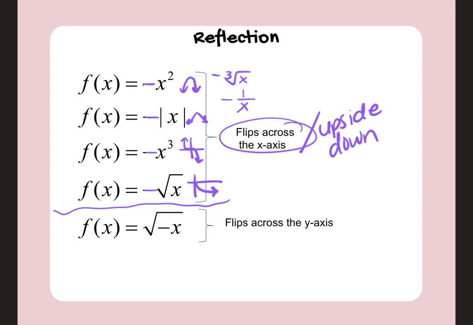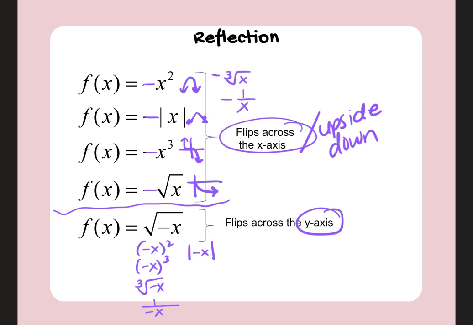If the negative is inside the parentheses, so if it was like a negative x squared or a negative x to the third, or a cube root of negative x, or 1 over negative x, I think I got them all, oh, the absolute value of negative x, if it's inside, then it flips it across the y-axis, which flips it left to right.